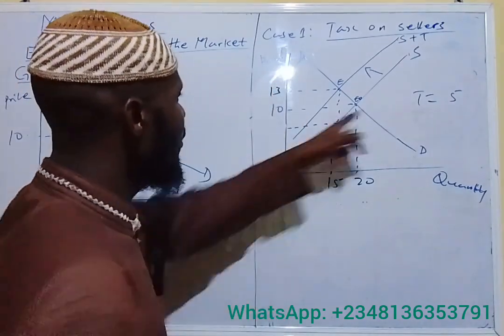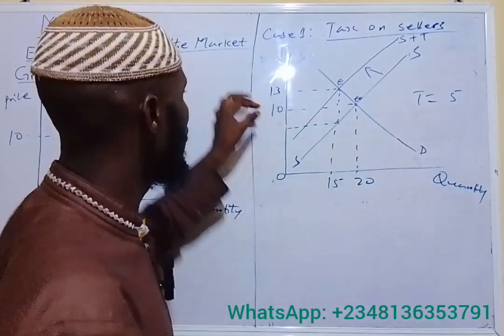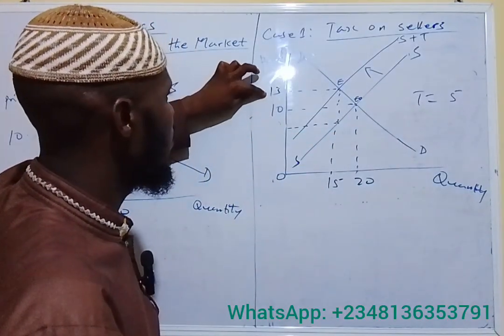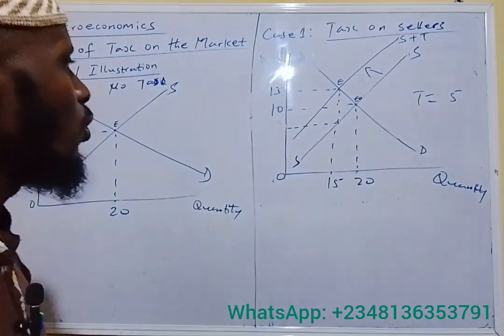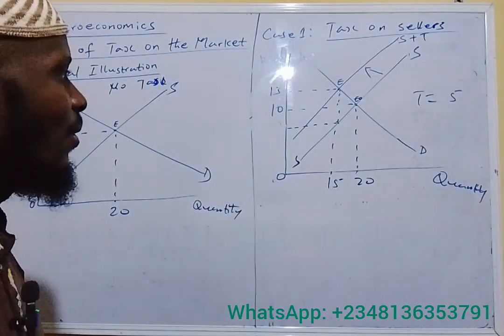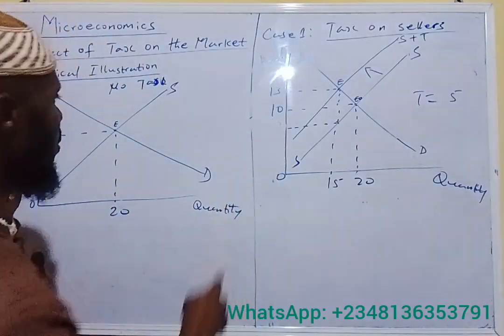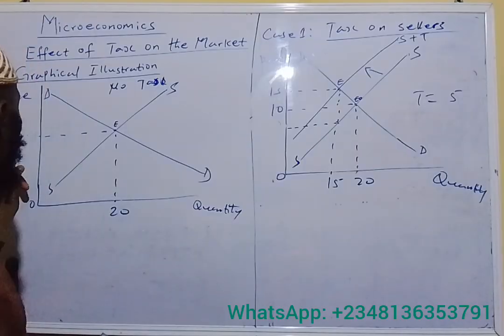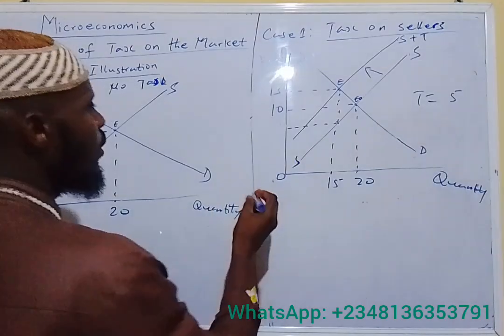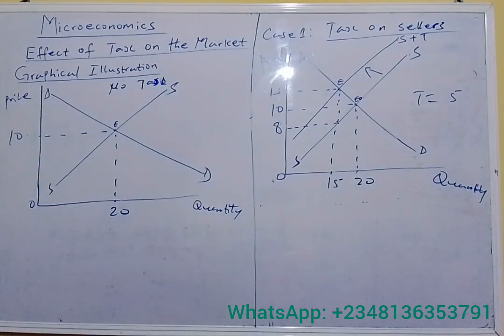You can see this 13 naira means that the seller has been able to pass 3 naira to the buyers, but there remains a balance of 2 naira. Who is going to pay that 2 naira? It's the seller. The seller will pay the balance of 2 naira, meaning the seller will not receive the original price. So the price the seller receives will also reduce, and the seller receives 8 naira.